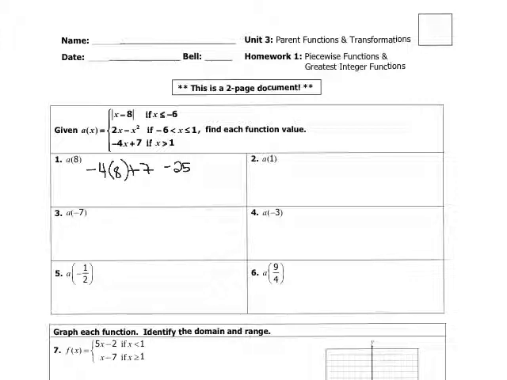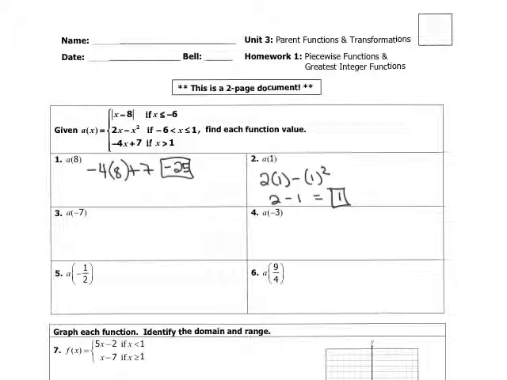So next, we're going to find a of 1. And 1 is going to fall into the second function, which is the quadratic function, because that is greater than -6, but less than or equal to 1. So we would put 2 times 1 minus 1 squared, which would be 2 minus 1, which equals 1.